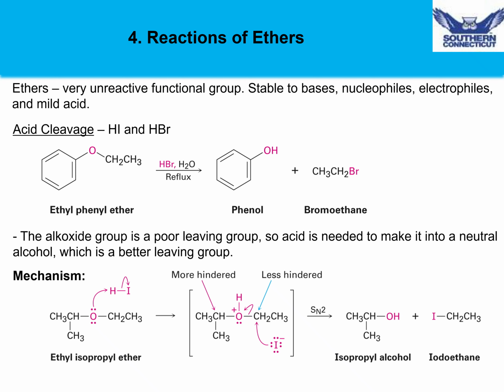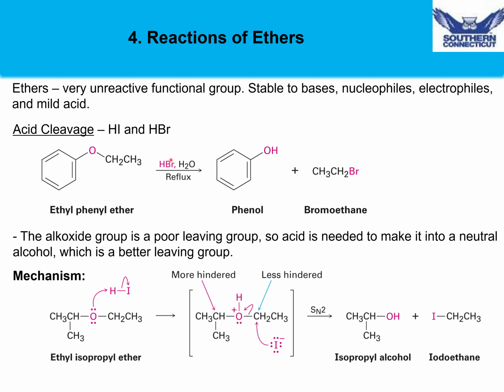Ethers are a very unreactive functional group. They're very similar to alkanes in that respect. They tend to be stable to bases, nucleophiles, electrophiles, and even mild acids. However, if we treat them with strong acids, such as HI and HBr, so generally we have to use an acid that also has a nucleophilic counter ion, such as a halogen, and if we heat it up, we can cleave the ether in half and produce two products. Generally, we make an alcohol and an alkyl halide.